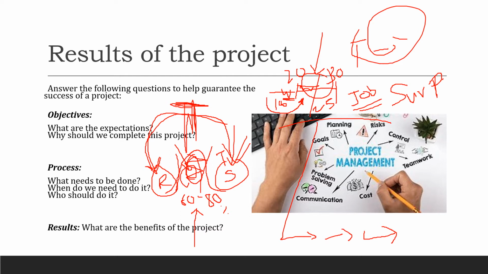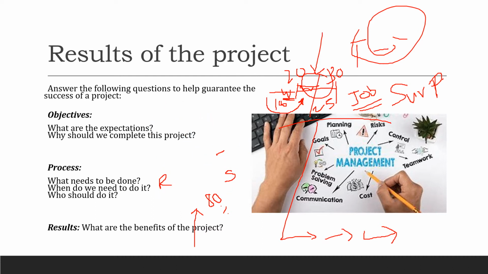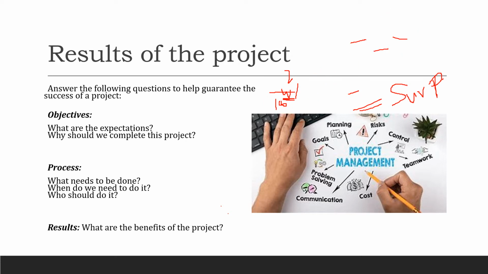Coming back to the maintenance project, we look at the results. We think about the objective. We think about the process. Thinking about it is doing nothing but questioning. What are the expectations? Why should we complete this project? What needs to be done? When do we need to do it? And who should do it? You really have to think about all of that in order to understand the project again.